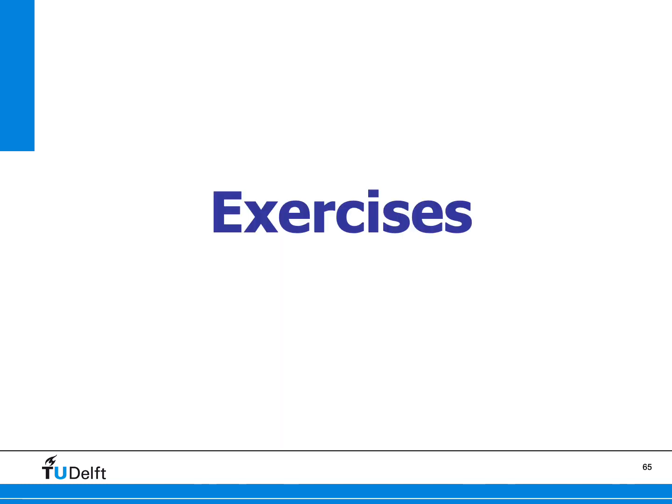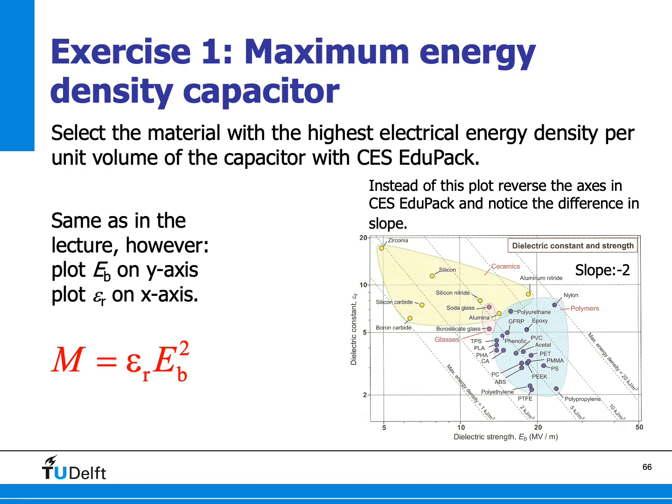Now let's start with some exercises. The first exercise is very simple. It's the same as what we've actually done before: the maximum energy density of a capacitor. We want to select the material with the highest energy density. Again, we can do that with the EduPack software, and it's exactly the same as the exercise that we've seen before.